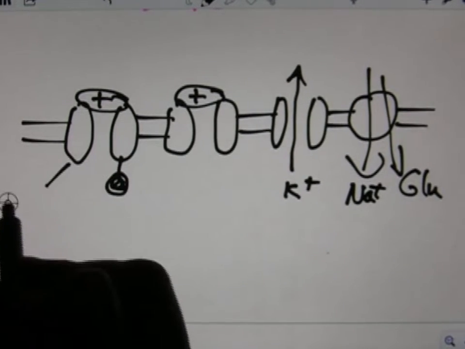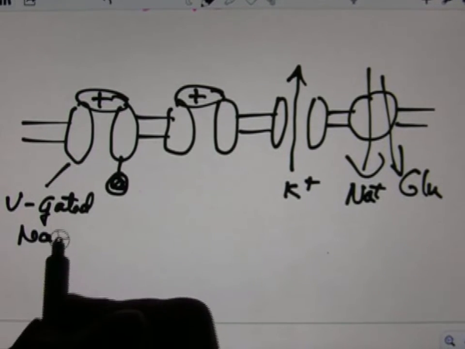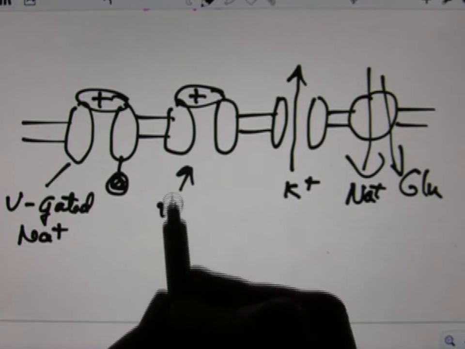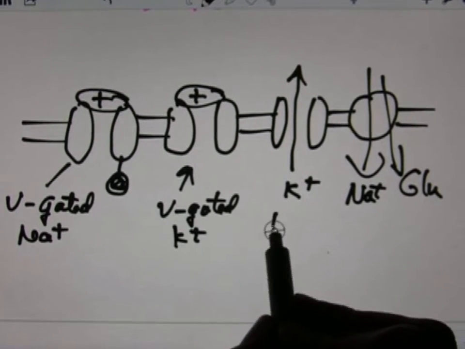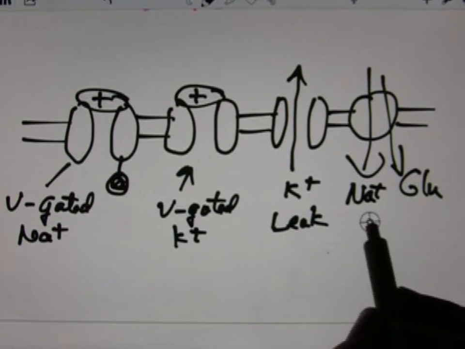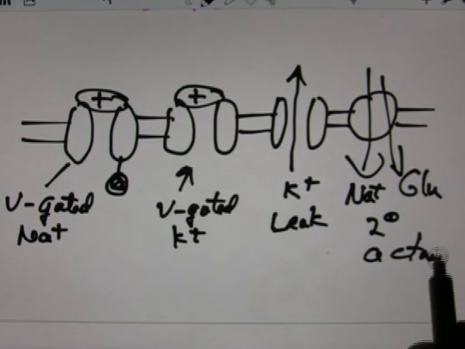Okay, so that's a voltage-gated Na+, voltage-gated K+, K+ leak, and secondary active transport.